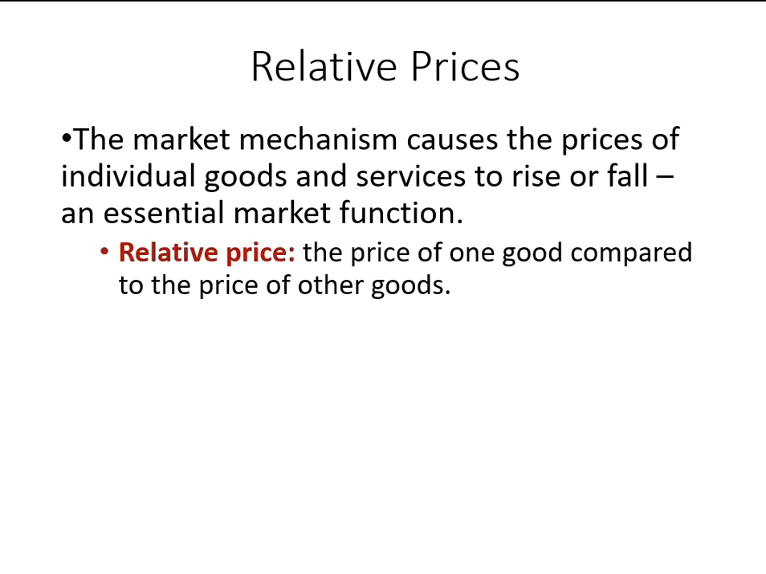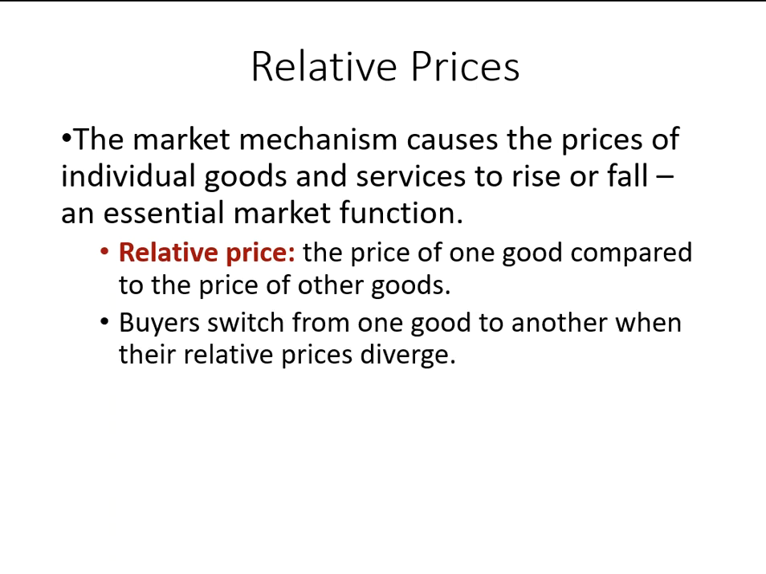The relative price is the price of one good compared to the price of another good. For example, when the Subway scandal about the yoga mat ingredient found in the Subway spread broke, you could see their price drop compared with Pizza Hut's pizza. It isn't considered inflation, but we consider it a relative price change. The main cause of relative price change is buyers switching from one good to another when their relative prices diverge.